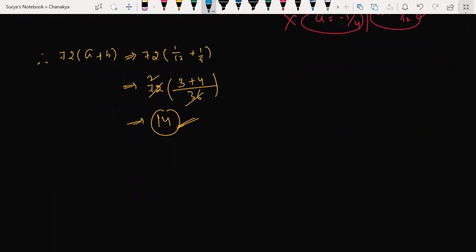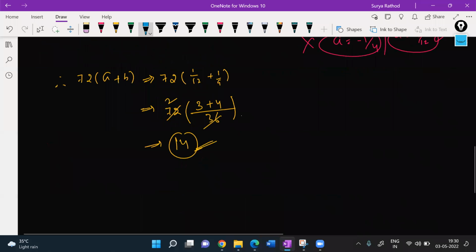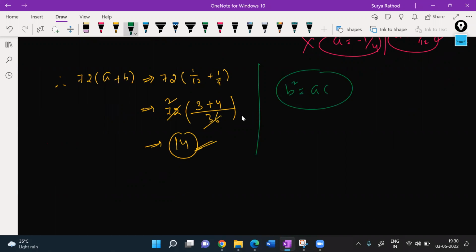Varsha, understood Varsha? You know this condition, right? If ABC are in GP, if ABC are in AP, GP means B square is equal to AC, AP means 2B is equal to A plus C. You know this, right? Square of the middle term, square of the mean is equal to product of their extremes when they are in GP. Twice of the mean is equal to sum of their extremes when they are in AP.